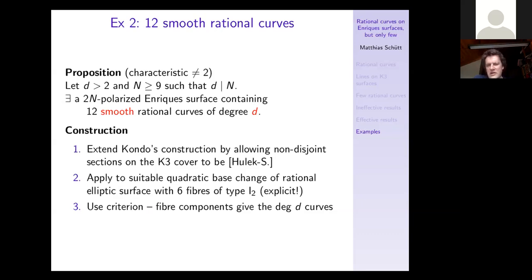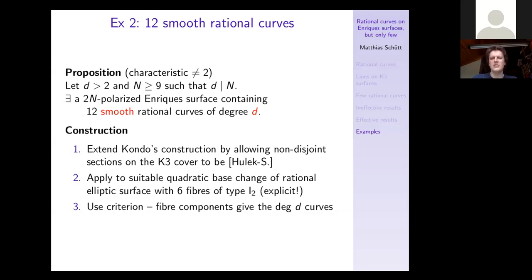Otherwise, apply a quadratic base change. So this comes in a 4-dimensional family. And now you specify a suitable subfamily where the K3 cover is endowed with a suitable section, which comes from the quadratic twist of your rational elliptic surface.